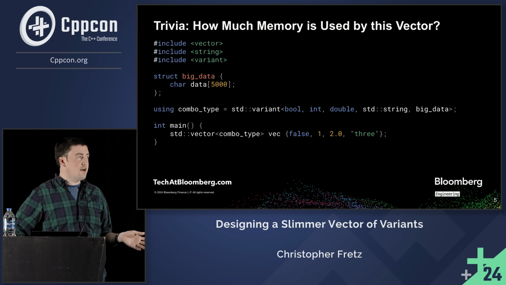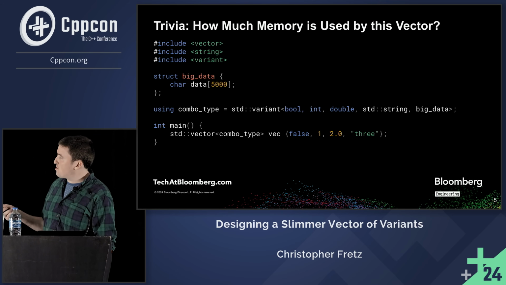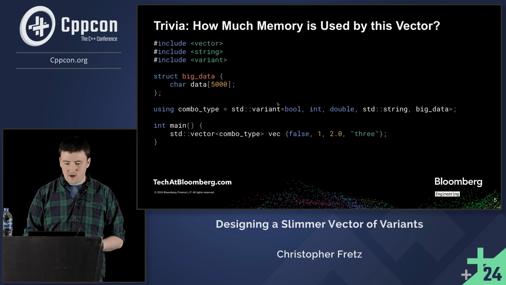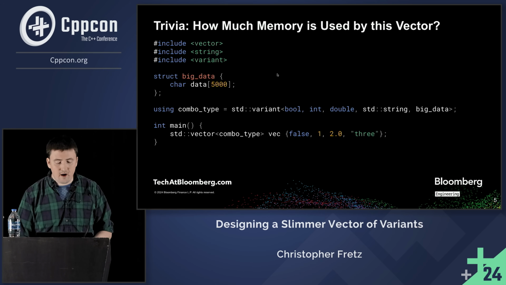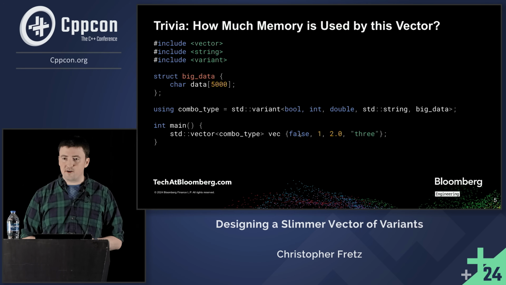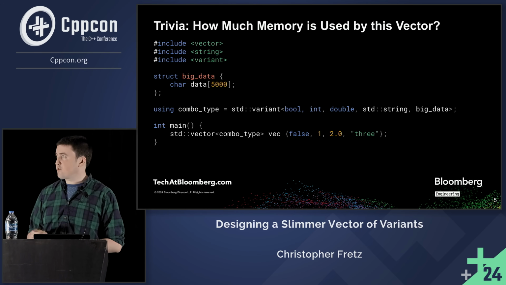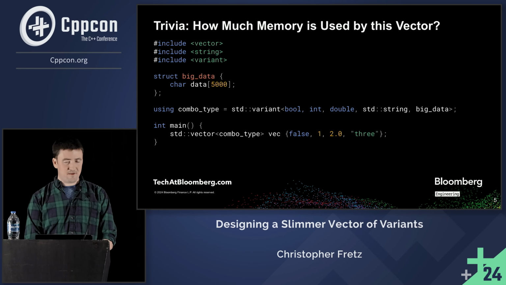As a little bit of trivia, does anyone want to guess how much memory actually gets used by this vector? We have this combo type, which is a variant of bool, int, double, string, and this big data thing. Big data is just a 5K character buffer. Inside the vector itself, we just pass a bool, an int, a double, and a string, so there is no big data used here. Does anybody want to guess how much memory actually goes onto the heap? Yes? 20,000 bytes. That's about correct.